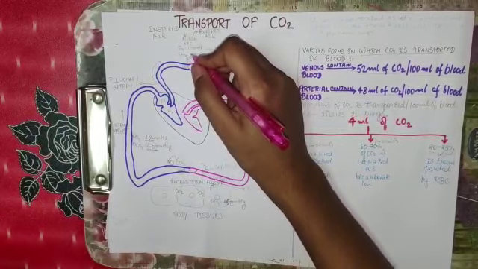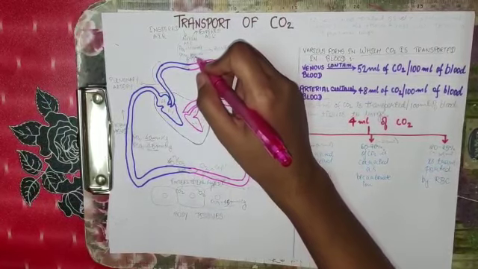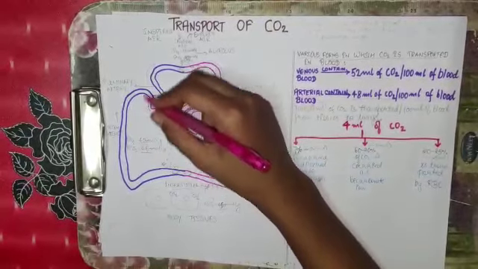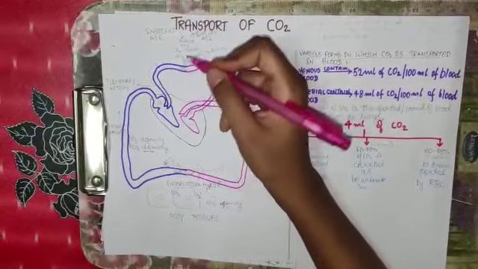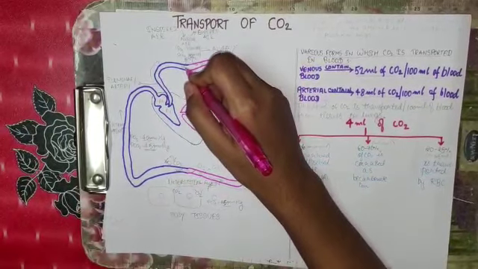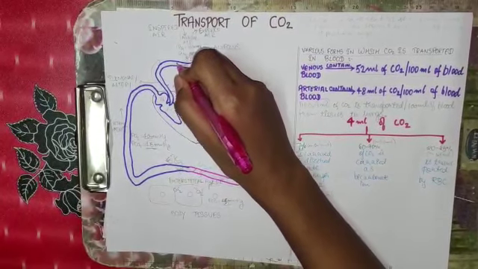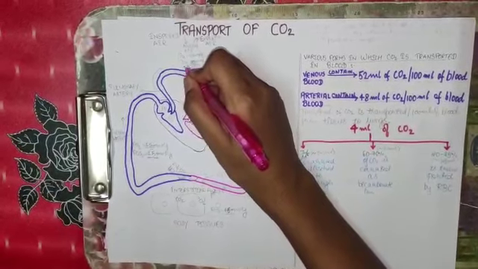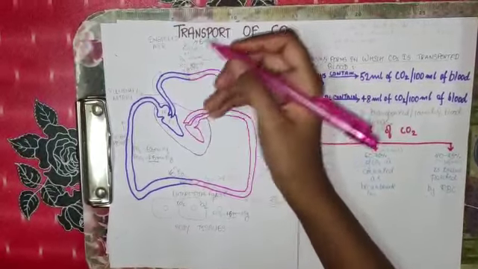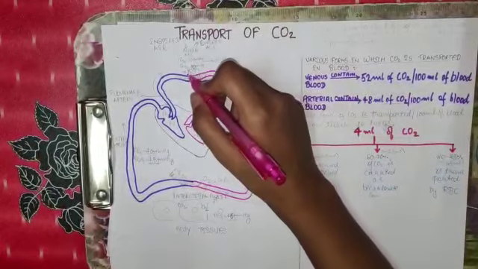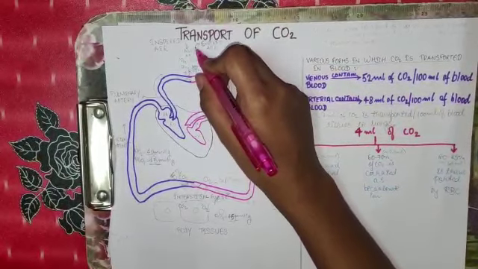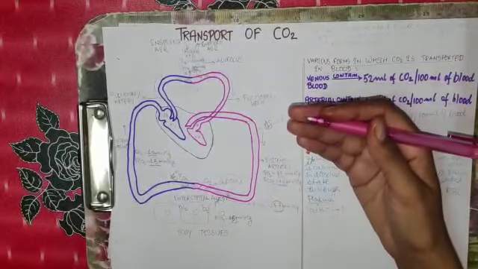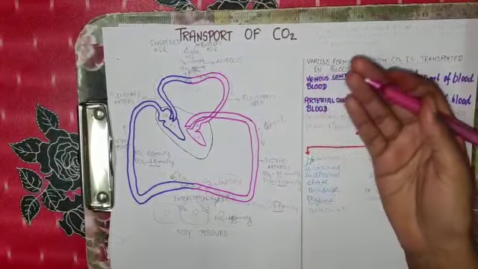Here, the partial pressure of CO2 in the alveolus is 40 mm of Hg, and the partial pressure in the systemic veins, or from the pulmonary artery, the deoxygenated blood, is 45 mm of Hg. So from this 45 to this 40, due to the pressure gradient, CO2 will move from the pulmonary capillaries to the alveolus, and from the alveolus it will be expired out. So this is how the pressure gradient or concentration gradient is responsible for transport of CO2.